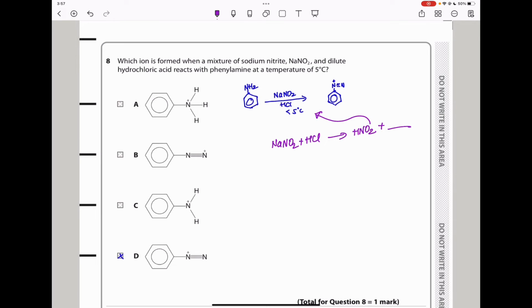So here we can see when this occurs at this temperature, below 5 degrees, we are going to produce a diazonium salt, as we can see there. So the structure that should be produced is this. Please watch out for this confusion here. The positive should be on the nitrogen that has 4 bonds attached to it. So the answer here should be a D and not this one here. So the answer is D.